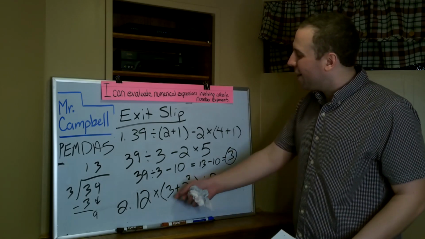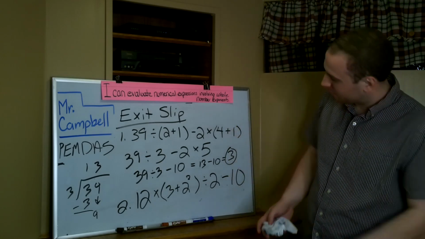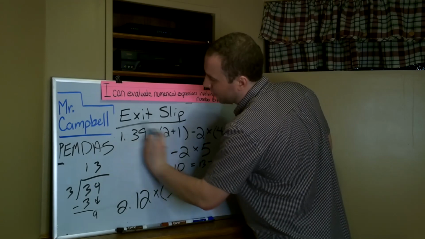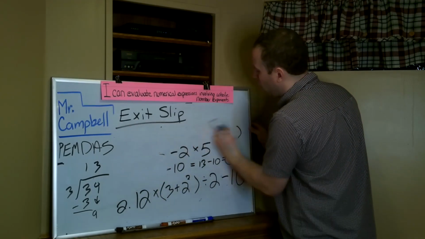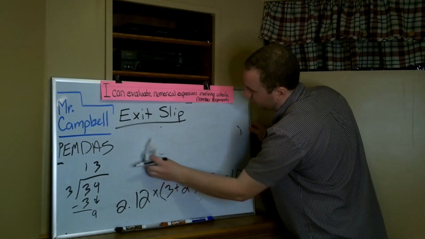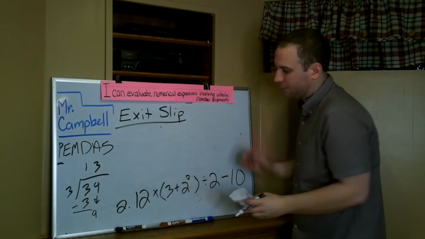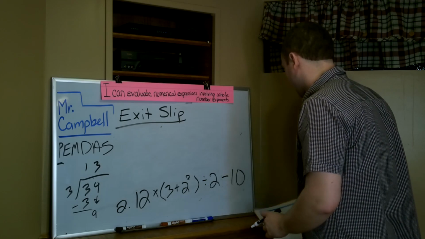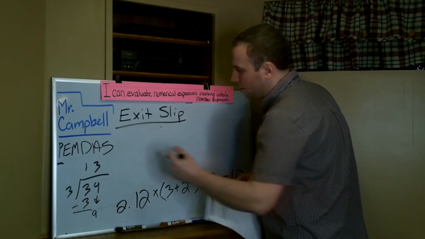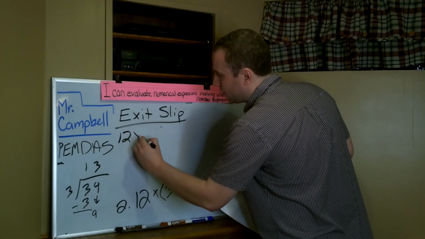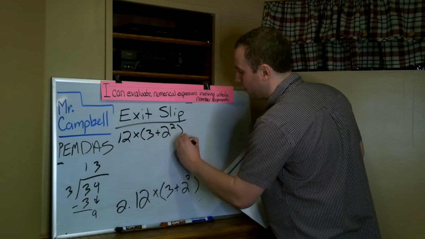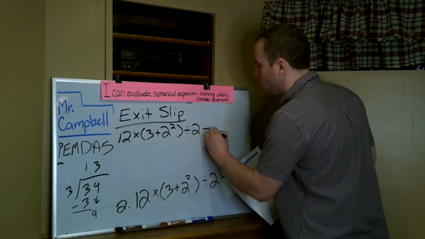All right, let's look at number 2 now. Number 2, I'm actually going to bring up, because it's going to take a little bit of work to do. So 12 times, parentheses, 3 plus 2 squared divided by 2 minus 10.